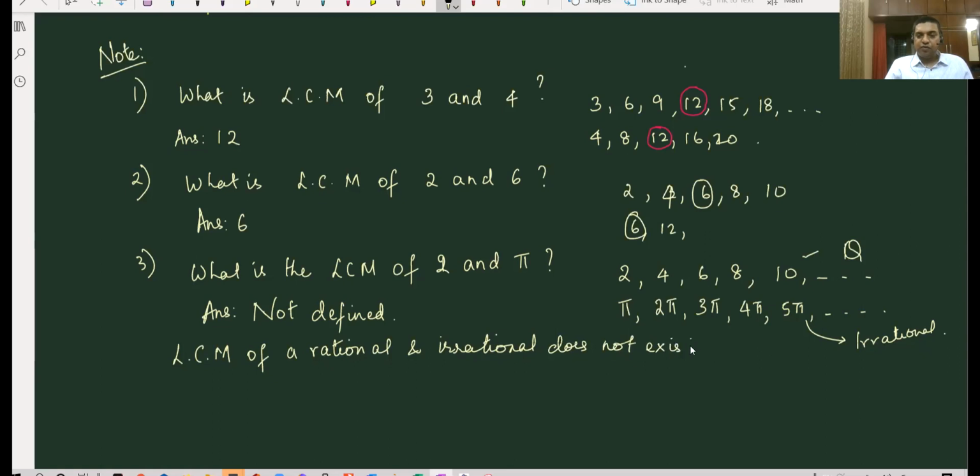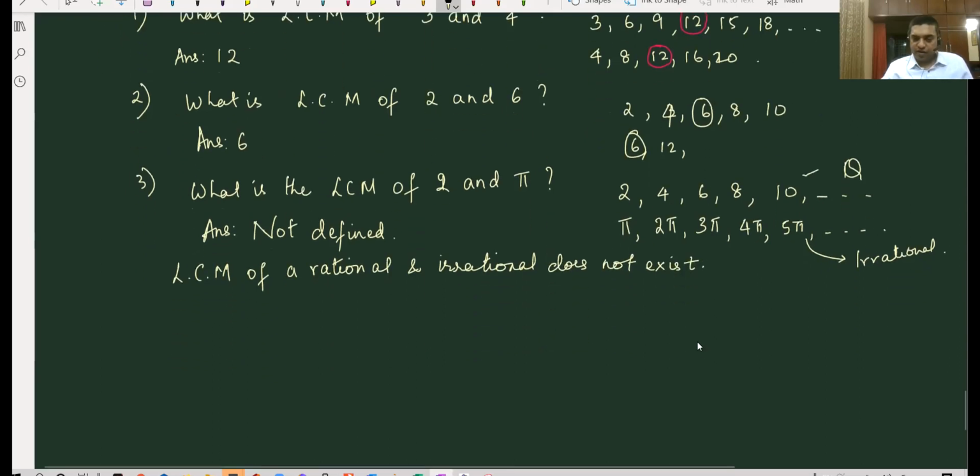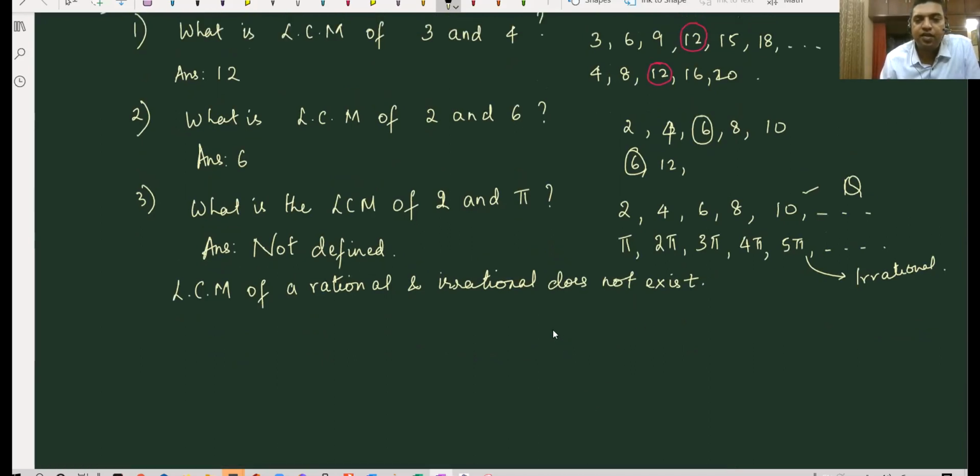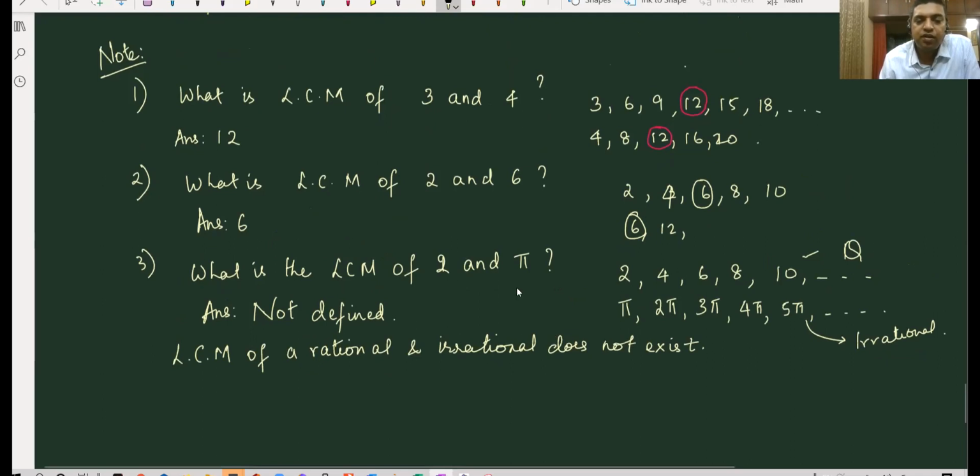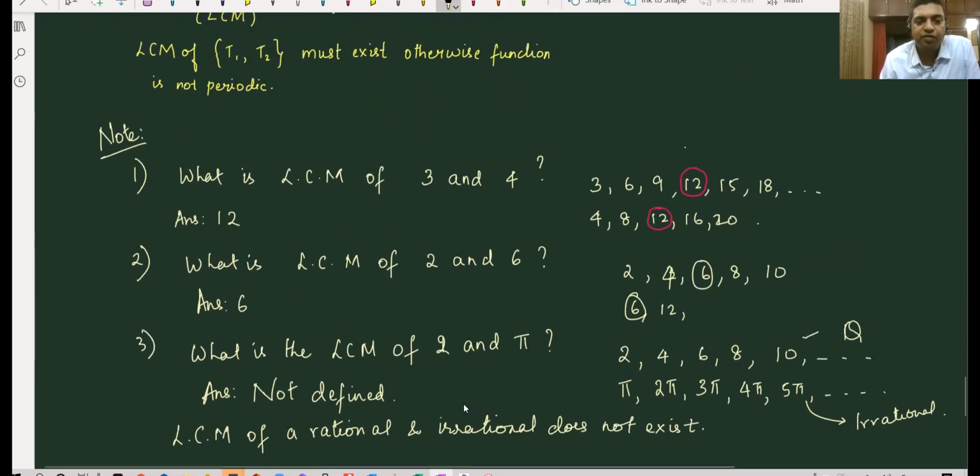So that's why we have to be extremely careful how we write the periods of functions. If the period of one function is rational and that of another function is irrational, then you don't have a common multiple. So the sum of those two functions will not be a periodic function.